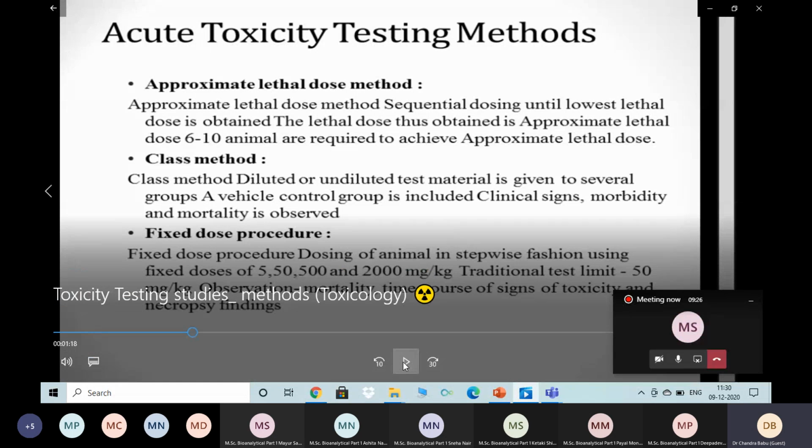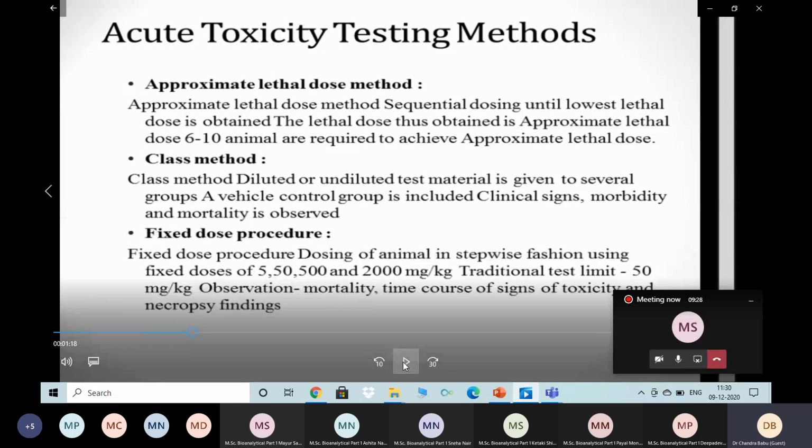So what are we going to be calculating? So the approximate lethal dose method. Here the approximate lethal dose method is sequential dosing until the lowest lethal dose is obtained. The lethal dose thus obtained is approximate. Six of the 10 animals are required to achieve the approximate lethal dose. So the range is that for statistical significance you may have at least 6 to 10 animals.